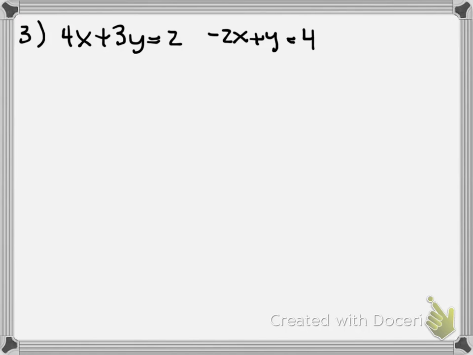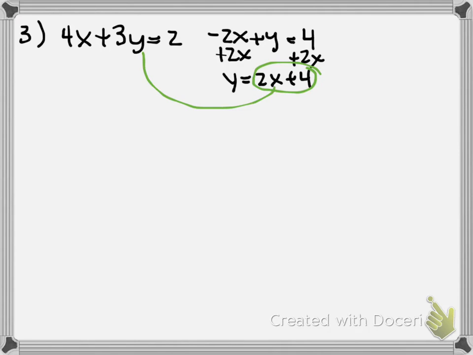So let's get y alone. How? Let's add 2x to both sides. So sometimes we have to do a teeny bit of work, but that will really help us solve this problem. Now I've got y all by itself. So I have an expression, 2x plus 4, that has the same value as y. So I'm going to substitute it back into the other equation for the y value.